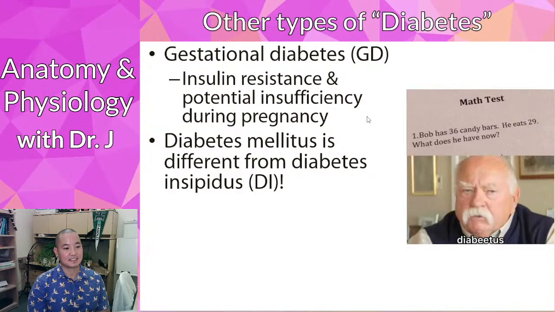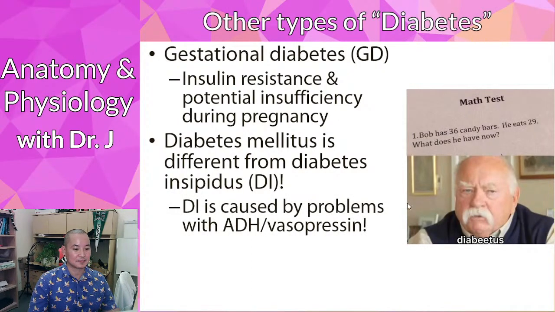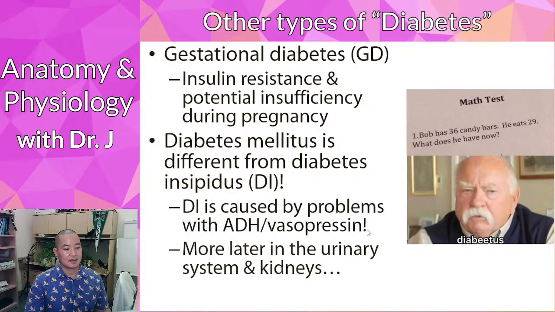Diabetes mellitus is also different from a different type of diabetes called diabetes insipidus, or DI. They're not the same thing. They share some common symptoms, but the way they are caused is totally different, with totally different mechanisms. Instead of involving insulin, it involves ADH, or vasopressin, that water balance hormone we're talking about. Usually I run out of time before I can talk about this, so we'll postpone diabetes insipidus until later, if we talk about the kidneys and fluid balance.